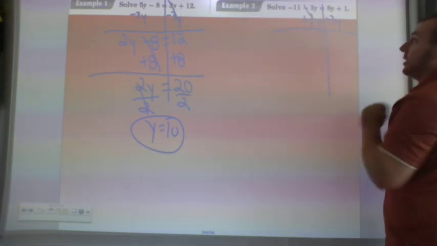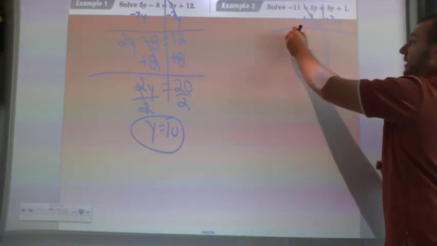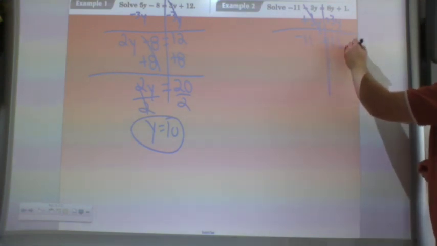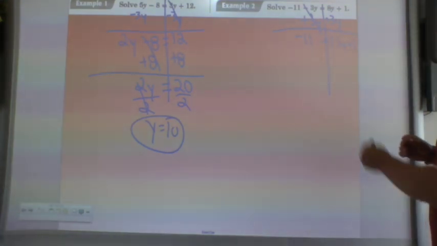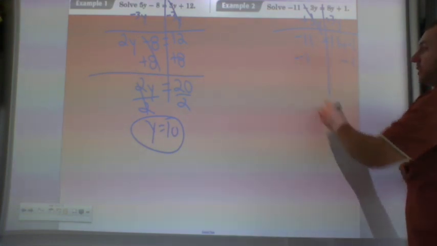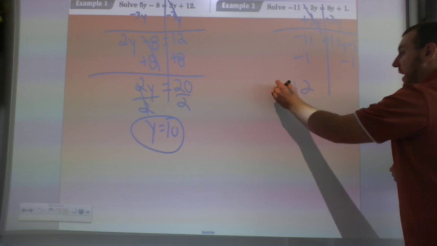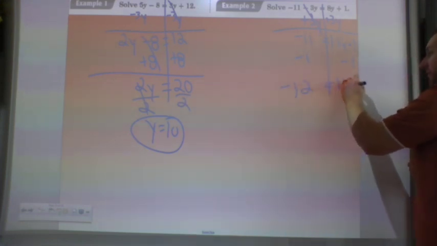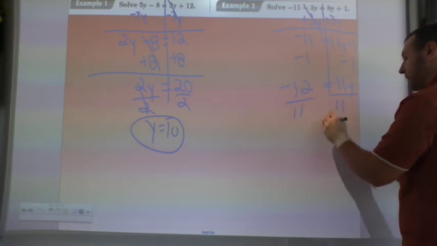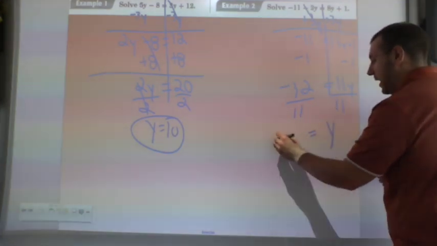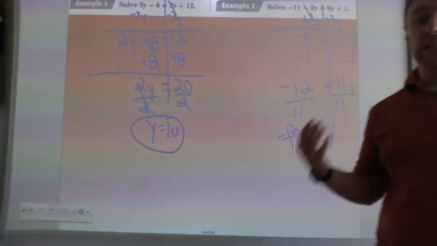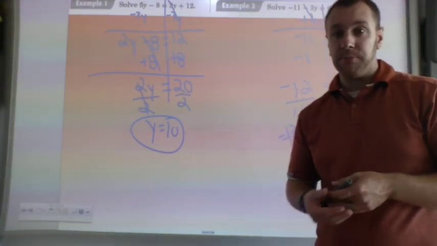So now these cancel out. What's left is a negative 11 equals 11y plus 1. Well, now plus 1, I'm going to get rid of that plus 1 by subtracting 1. I'm left with negative 12 equals 11y. I divide by 11. Y ends up being negative 12/11. And I can leave my answer like that.